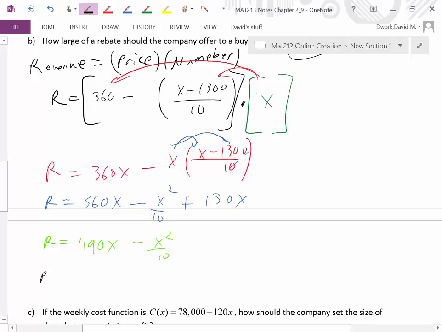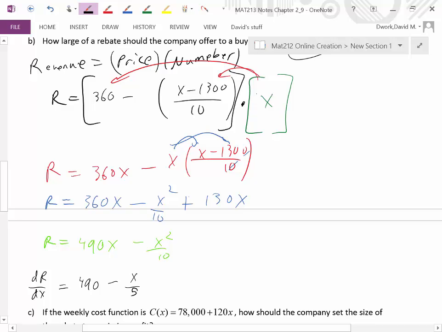All right, so dR/dx, the change in revenue with respect to, change in revenue per change in number of units sold. So when I do that derivative, that's going to be 490 minus, bring the 2 out to the front, so that'd be x divided by 5.